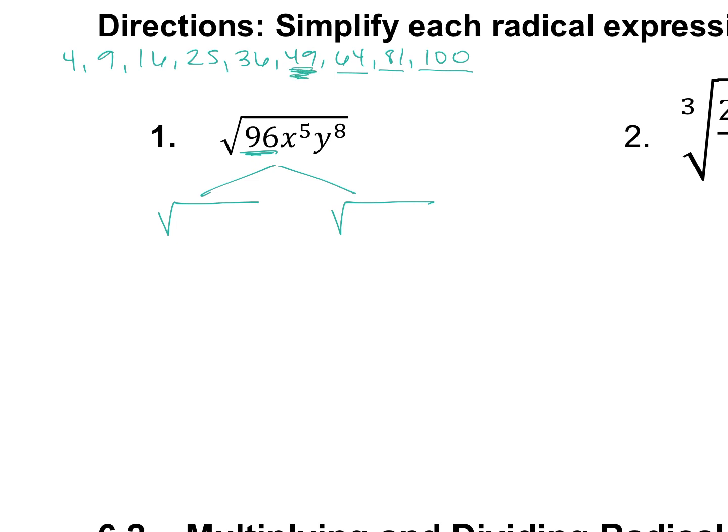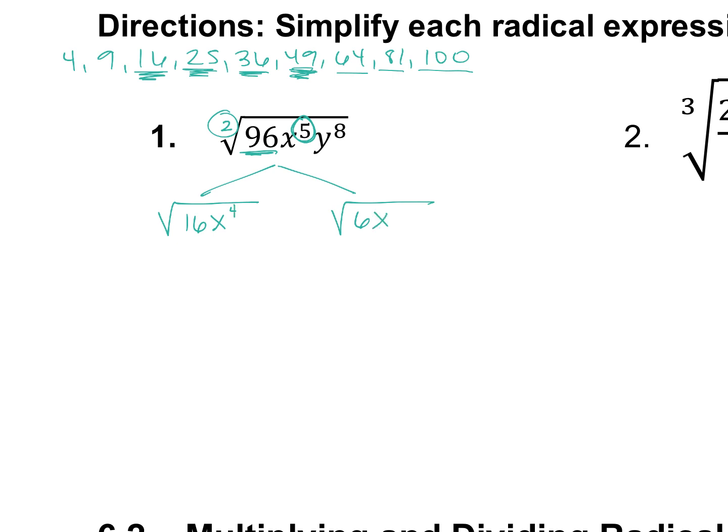96 divided by 49, not a whole number. 96 divided by 36, not a whole number. 96 divided by 25, not a whole number. 96 divided by 16 is a 6, okay? So 16 and 6 is what you would do there. And now remember, your index, your root is a 2. So this number needs to be divisible by 2 to be a perfect square. So we're going to take the next number below that to make it an even, x to the 4th.